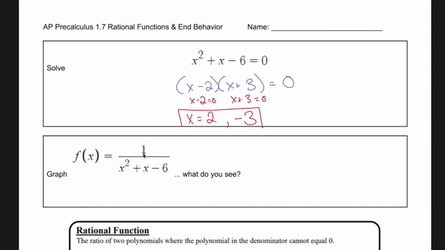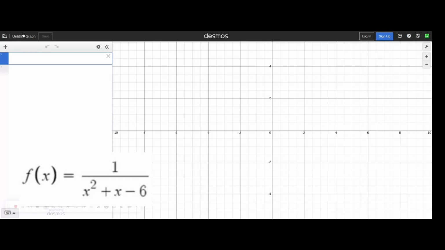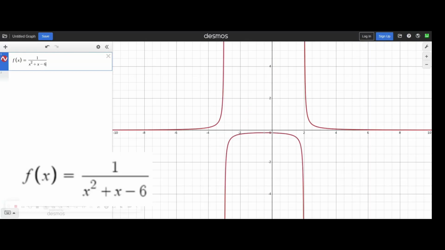Now, the way we're going to begin this lesson is we're going to look at what we have here, but throw that in the denominator and graph that. So let's run to Desmos and graph that and see what we see. We have f of x equals 1 divided by x squared plus x minus 6. Now, this is a rational function.